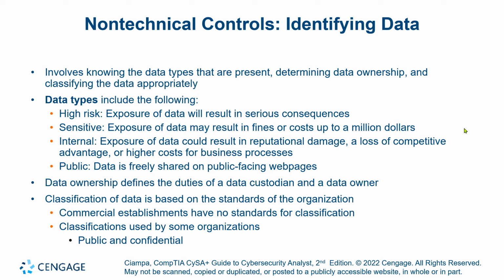High risk: exposure of data will result in serious consequences. Sensitive: exposure of data may result in fines or costs up to $1 million. Internal: exposure of data could result in reputational damage, a loss of competitive advantage, or higher costs of business processes. Public data is freely shared on public-facing web pages. Sometimes you'll see public data called directory data, and that's just because a lot of times it's already out in what's called a directory.